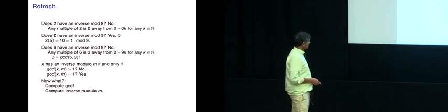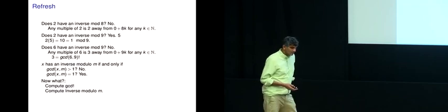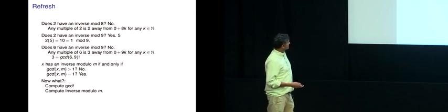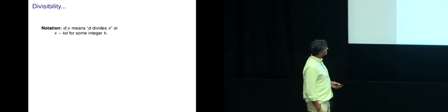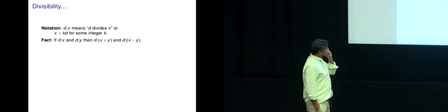We want to compute the GCD, and then we want to compute the actual inverse. So that's the next two things we're going to do. Remember our first lecture again: d divides x means x equals kd for some integer k. And this is, I think, one of the first proofs we did.